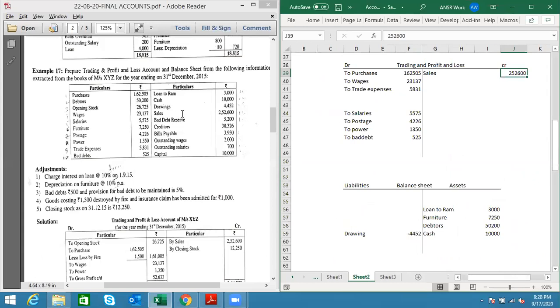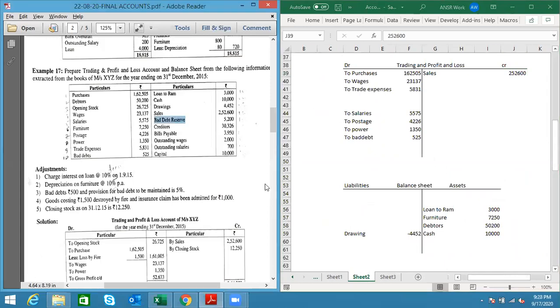Does that make sense? So now we go to the bad debt reserve, the next item. Bad debt reserve is nothing but another name for provision for bad debt. It is not an expense. It is the provision that was made last year. I'll repeat that: bad debt reserve is just another name for provision for bad debt, which was made last year.